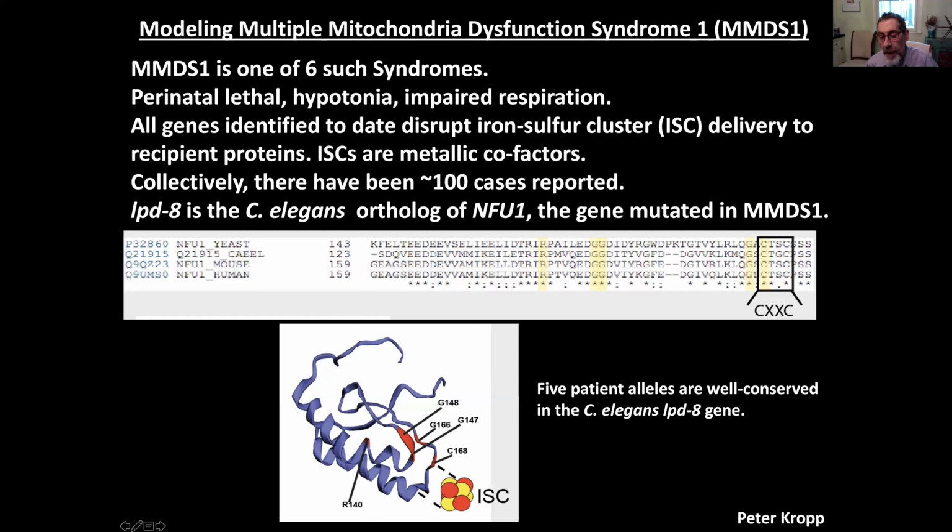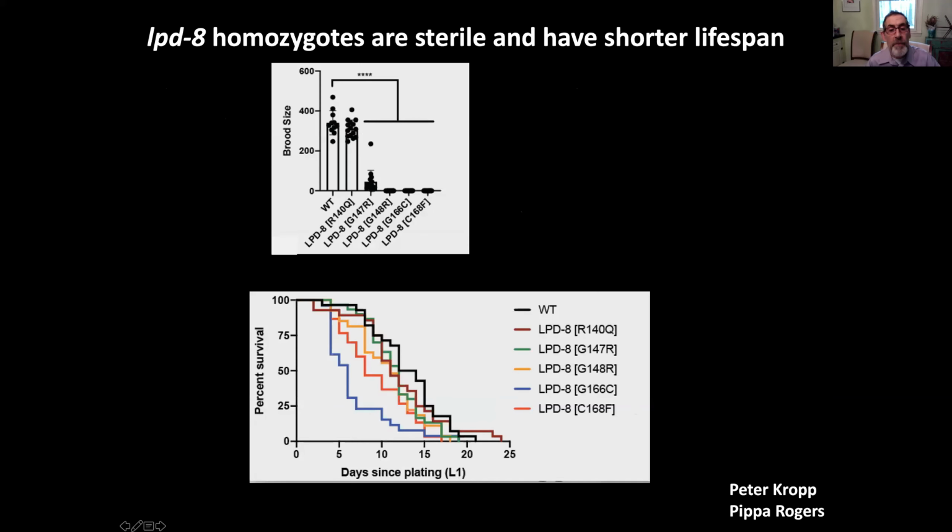Peter Kropp in my lab made 5 patient alleles that are absolutely well conserved in C. elegans. And what we found is that these are all very slow developing animals, and 4 of the 5 alleles cause sterility, and we have no broods from 3 of them because they're completely sterile. And we also found that when we did lifespan assays, the majority of these animals also have a reduced lifespan.